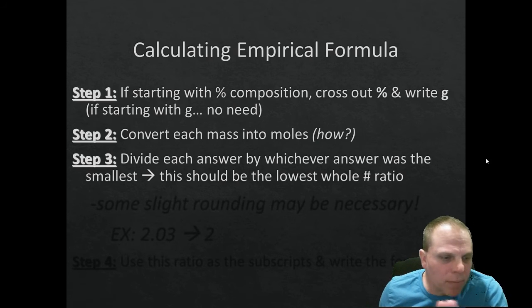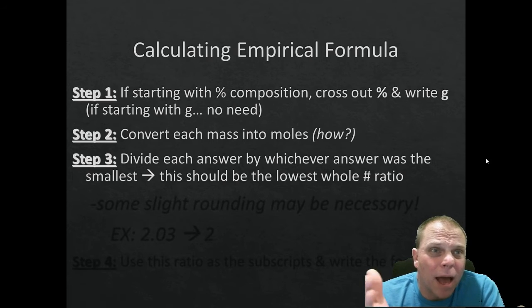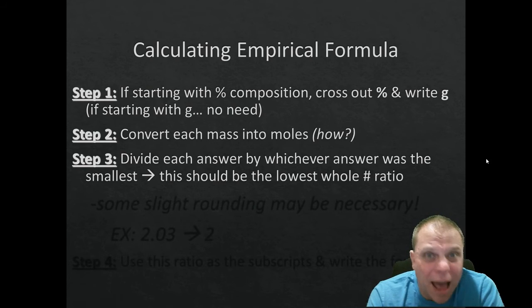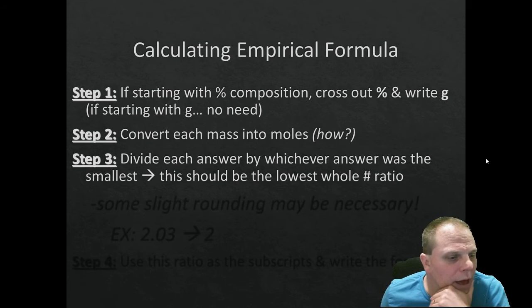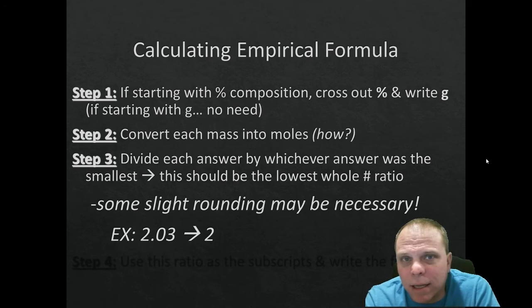Now, remember, the reason we're doing this is because we know that all of these compounds have whole number ratios of elements in them. So if we can figure out which one is the 1 mole, okay, value, then the others have got to be multiples of 1. And so that's why we do this. We want to get down and figure out which one is equal to 1 mole of something, and then we can have values that will be whole numbers from there. And then we'll be able to determine molecular formulas from that if we want to. Remember that these are lowest whole number ratios when we do empirical formulas, and you might get some slight rounding that is going to be necessary.